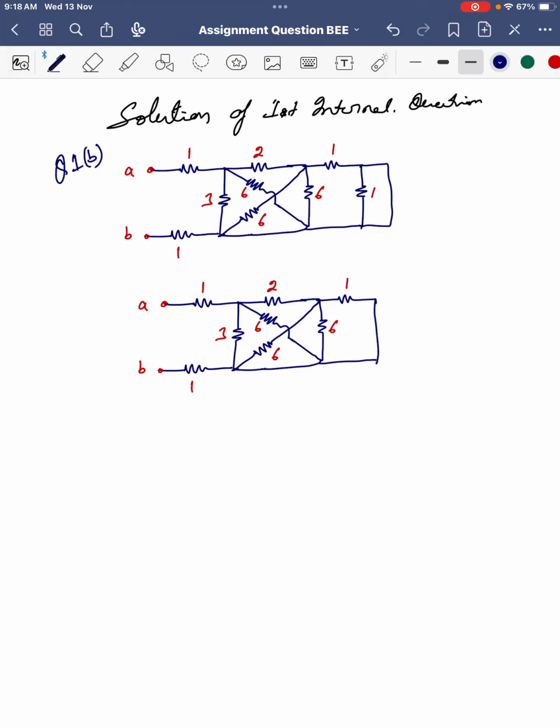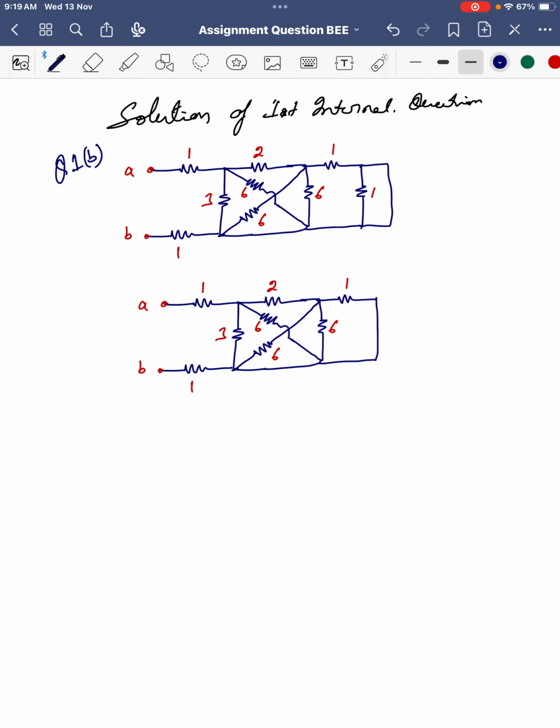Let us start with the solution of the first internal question paper. Between these two nodes this is shorted, so this resistance doesn't have any meaning, right? So we can remove this thing. So in the circuit we have removed this, and the same thing here, this is removed, and we have shorted it now.